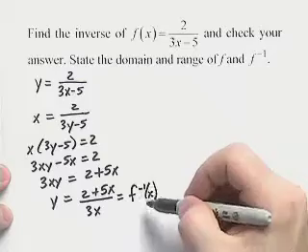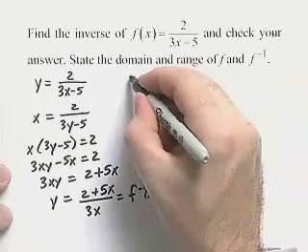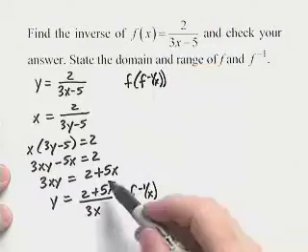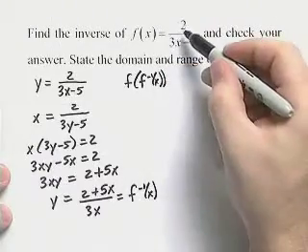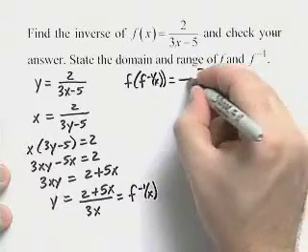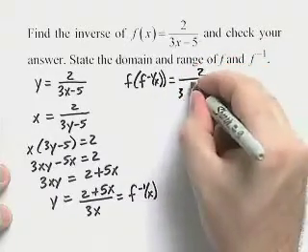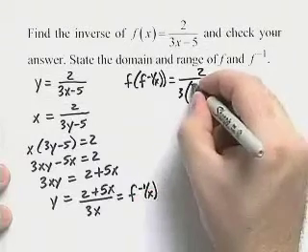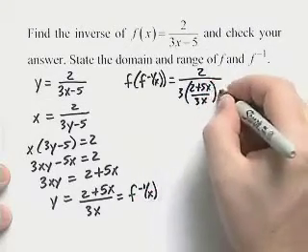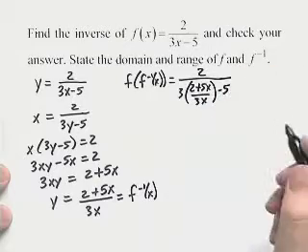To verify that this is indeed the inverse, we need to check f of f inverse of x. So we need to take our inverse function and substitute it into our original function. So we'll get 2 divided by 3. Now we're going to plug in our inverse: 2 plus 5x over 3x, and then minus 5.